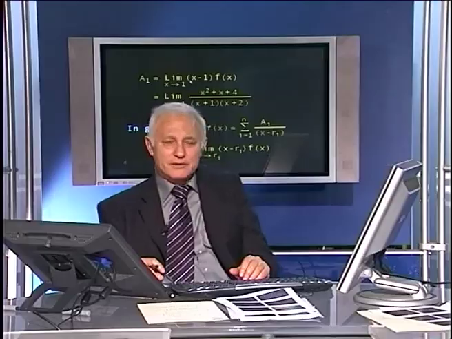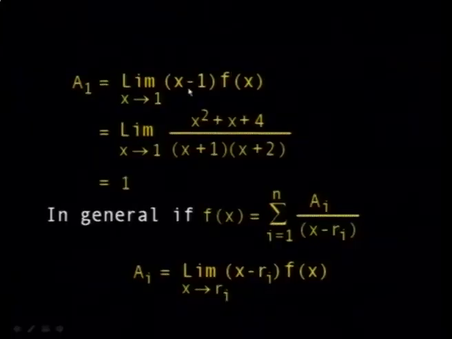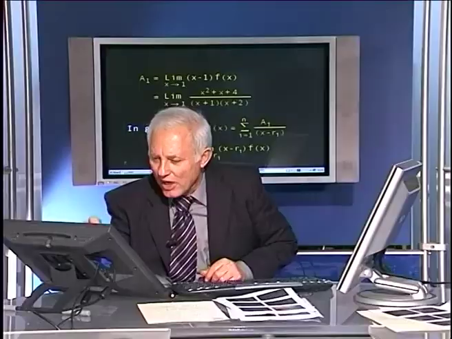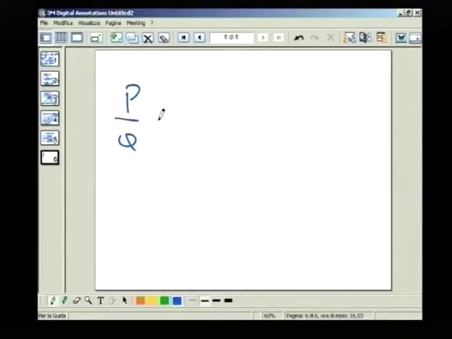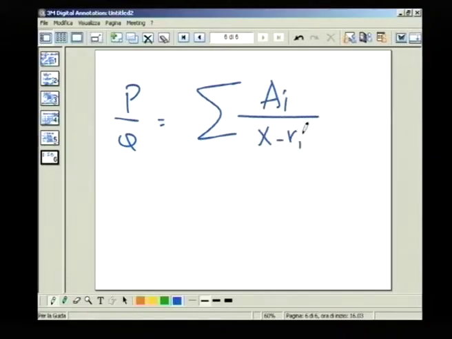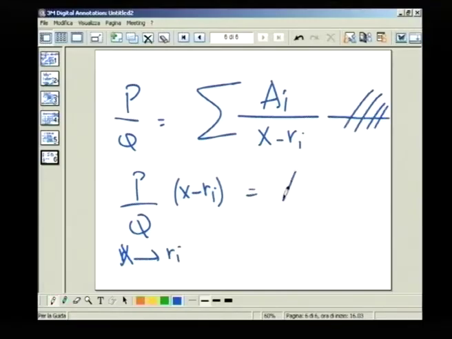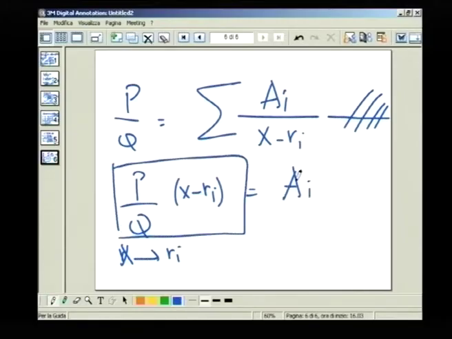A1 is equal to what? To the limit of the rational function multiplied by x minus 1. Because here you have a rational function, p over q, which is the summation of ai divided by x minus ri. If you want a particular value, a1 for example, you multiply both sides by x minus ri and take the limit as x tends to ri. What will happen? All the others will cancel out except your ai. So all you have to do is multiply by the denominator of the particular coefficient you wish to calculate. This is the simple way of doing it.